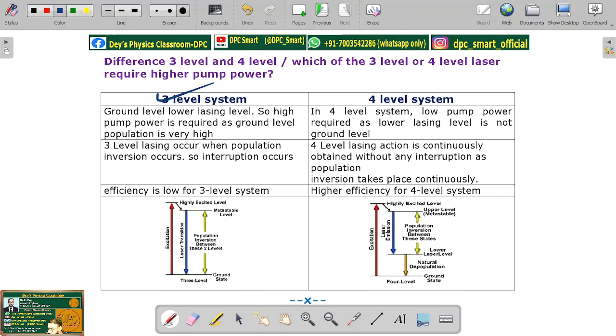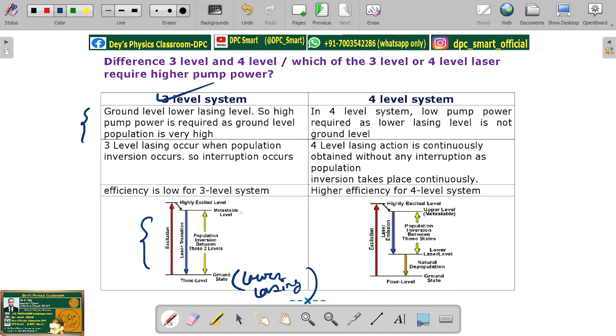Now in case of a 3 level laser system, the ground level of the laser system is the lower lasing level. So high pump power is required for the atoms present at the ground level to reach the upper excited level. So high pump power is required for a 3 level laser. This is the diagram for a 3 level laser. In that, the lower lasing level is the ground level.